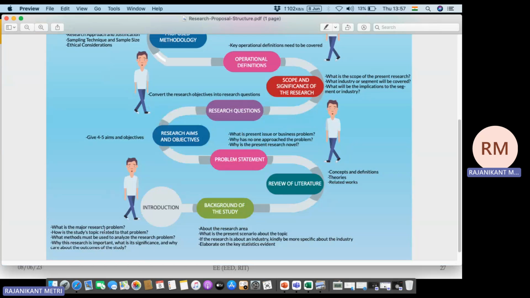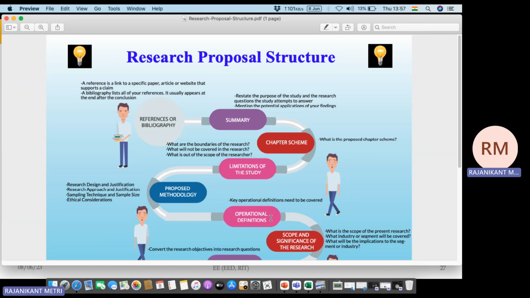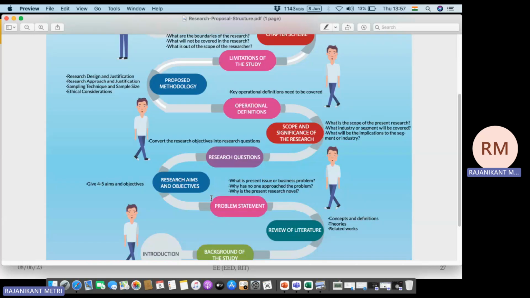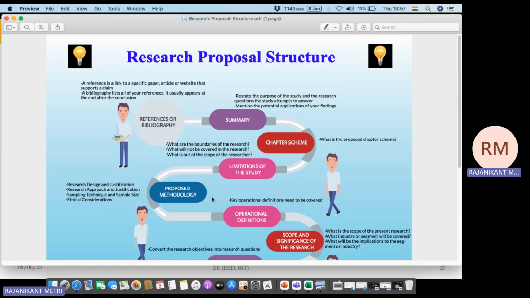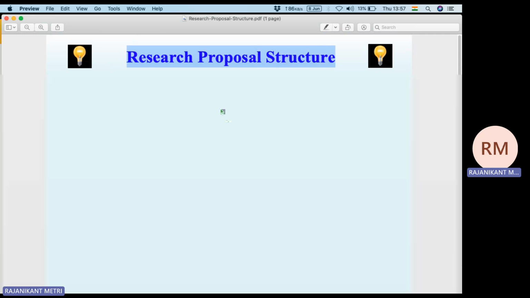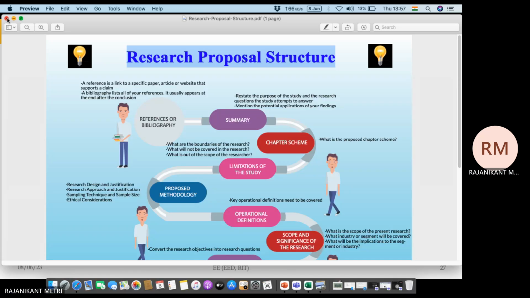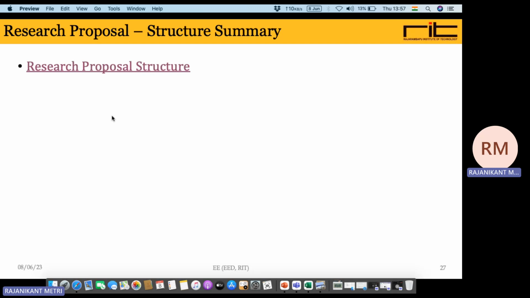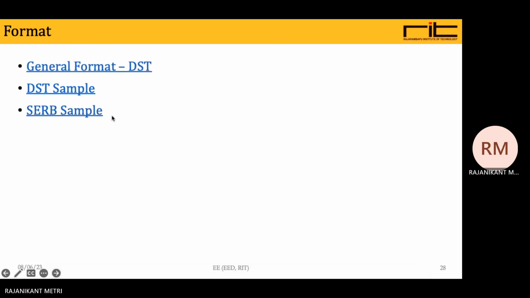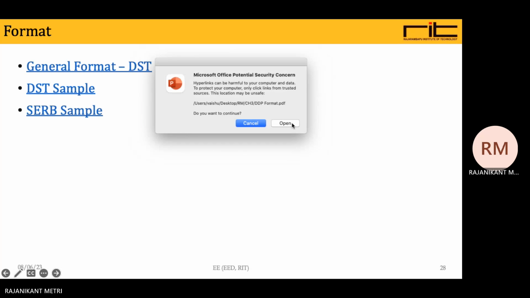You can easily see all the points we have discussed in the previous session or earlier also in the research design chapter. Everything is given in this small one page summary. So you can go through this and you will understand all the research design and research proposal structure. Now there are some general formats of various funding agencies. So we'll open one by one.